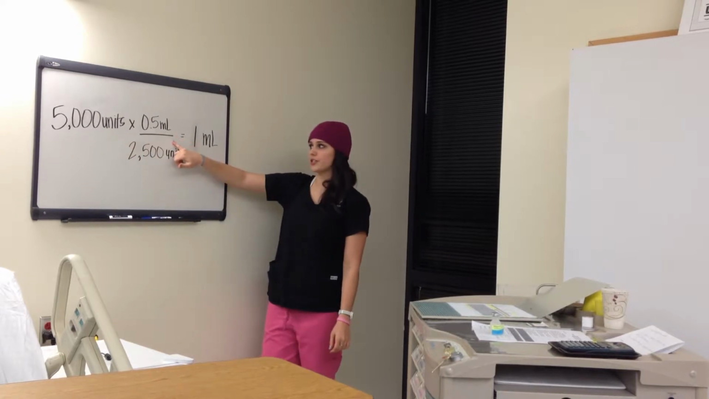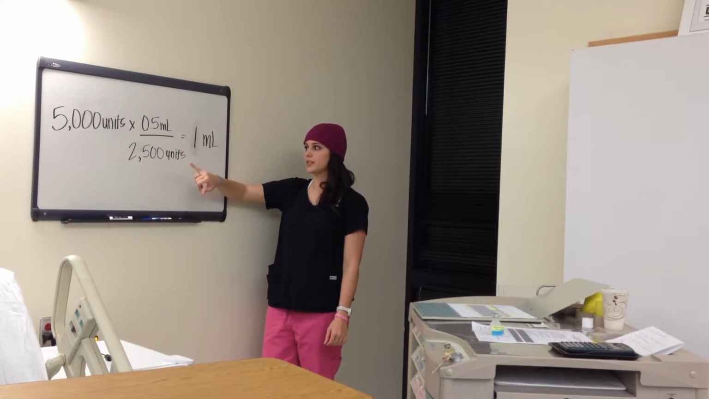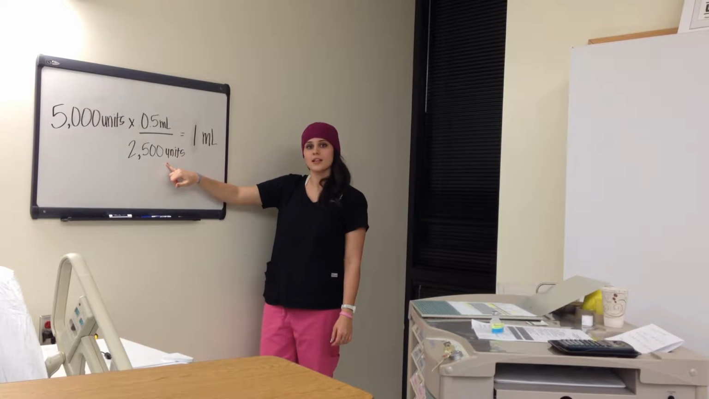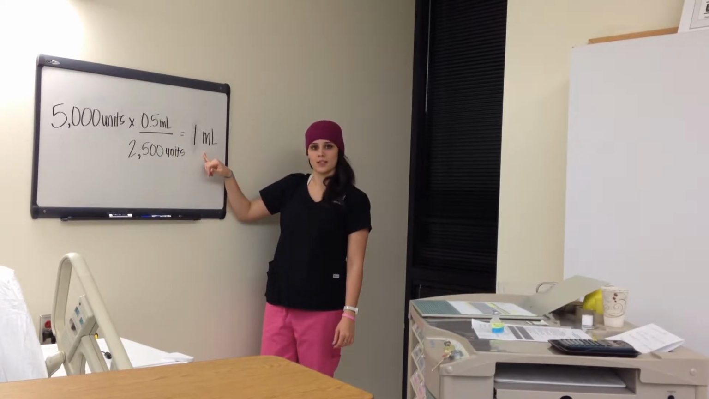So we're to give 5,000 units. Here's our conversion ratio of 0.5 milliliters per 2,500 units, and we get a total of 1 milliliter to be given. So then we're going to want to sterilize the vial for a total of 15 seconds.